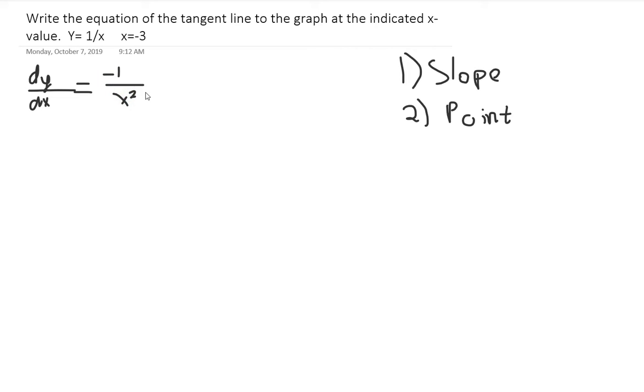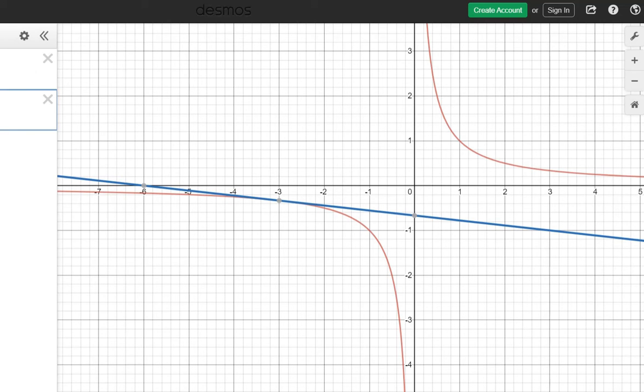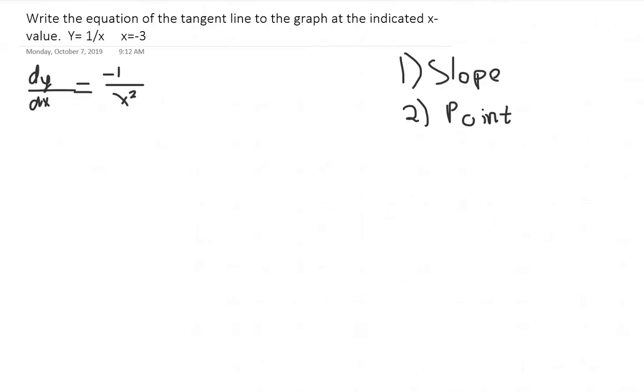Now, hopefully you know what a tangent line is, but if you haven't learned what a tangent line is, I can show you very quickly what it is graphically. So the one in red is 1 over x. That's our main function. And then this blue line is the tangent line. So remember we were asked to find the tangent line at x equals negative 3. So it intersects here, negative 3. And we need to find the y-coordinate and the slope of this line, basically, to find the equation. That's all a tangent line is. It's tangent to the function at that point.